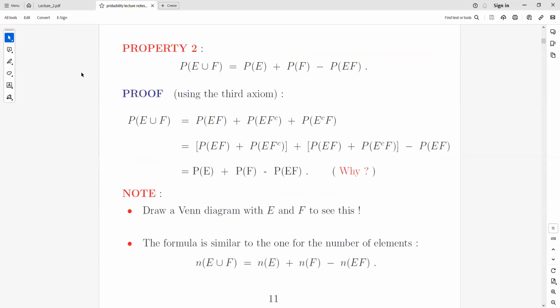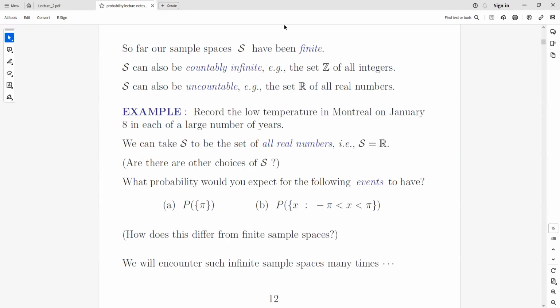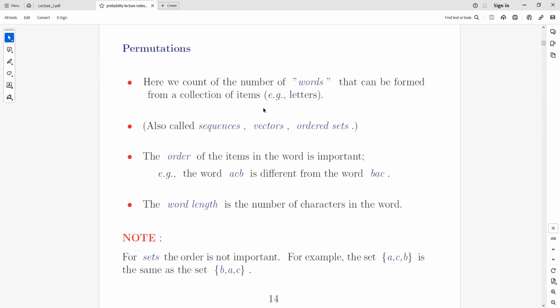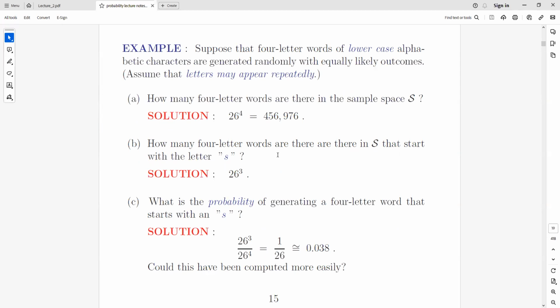Now let us move on. Some more examples we can see. Here are some counting techniques related to combinations and permutations. We are already familiar with these notions, but let us recall some of these properties. Suppose four-letter words of lowercase alphabetic characters are generated randomly with equally likely outcomes, and assume that the letters may appear repeatedly.